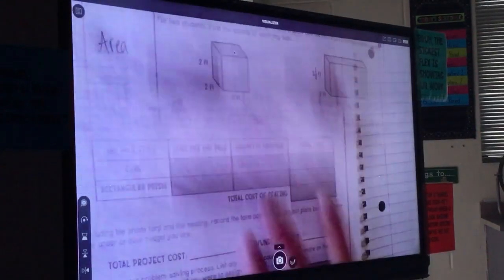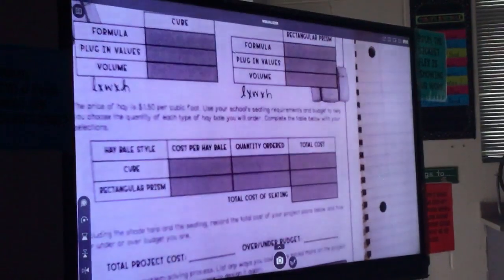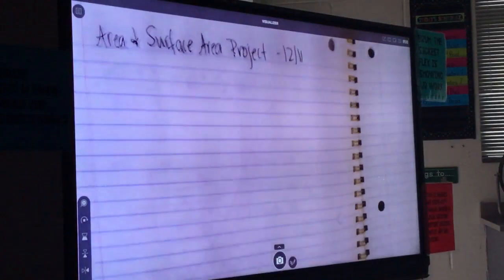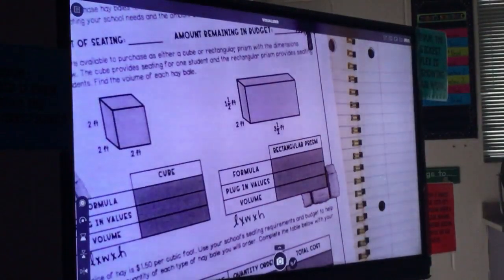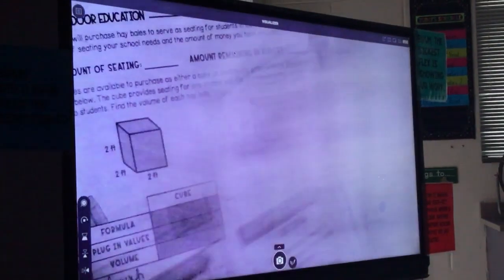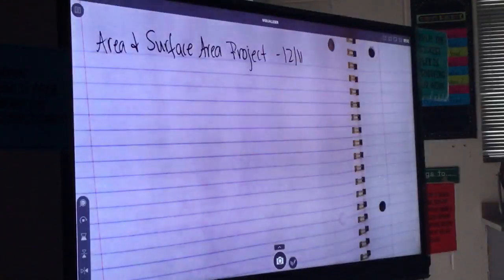Make sure though that you and your partner are taking turns, not just one person doing all the work. Make sure that I see both handwriting on here. It shouldn't be all one person's handwriting. You are working with a partner, which means you're working together.